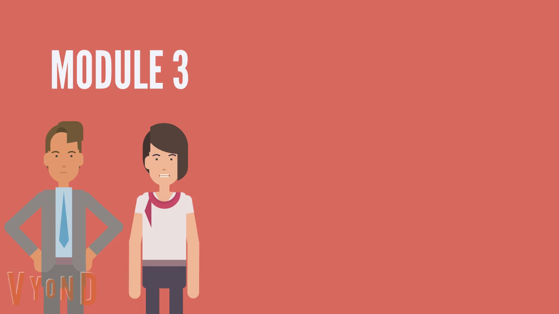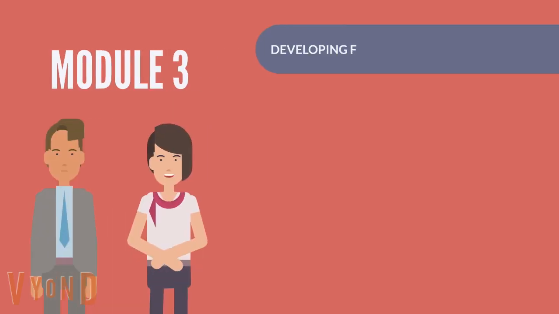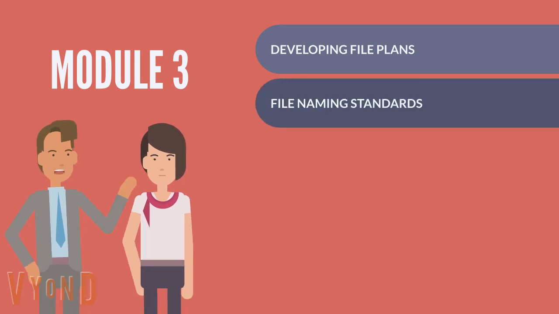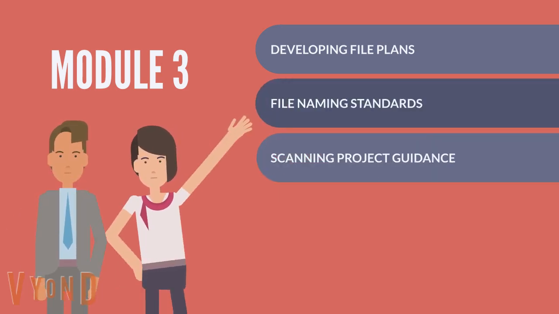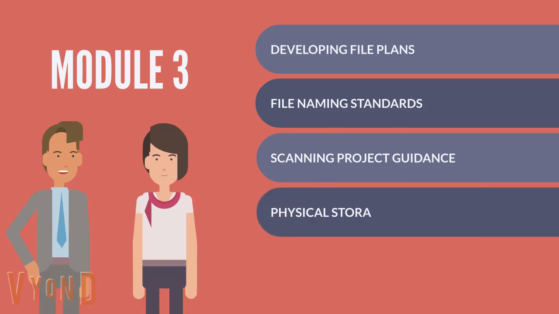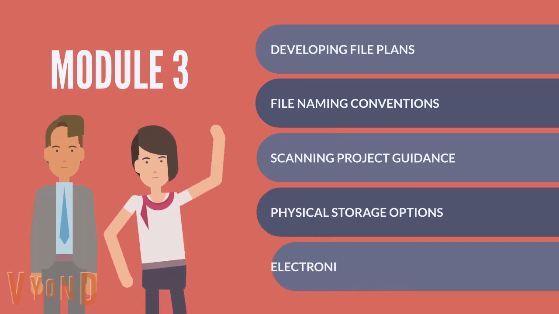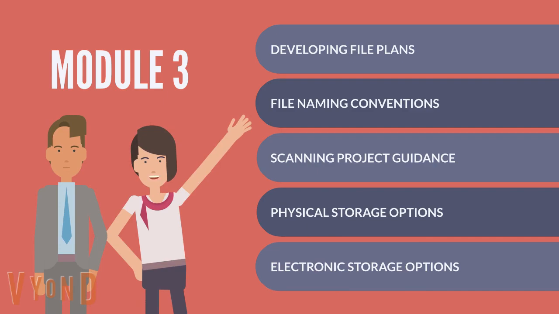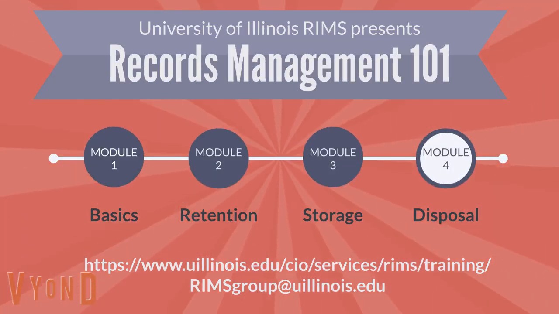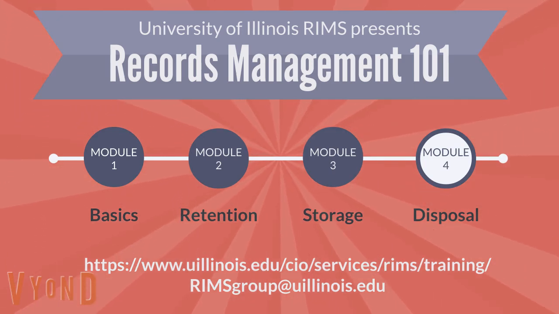For now, let's wrap up briefly by recapping what we've learned in Module 3. How to develop a file plan, how to develop file naming standards, guidance on scanning projects, physical storage options, and electronic storage options. You have completed Module 3 of Records Management 101 for University of Illinois employees.